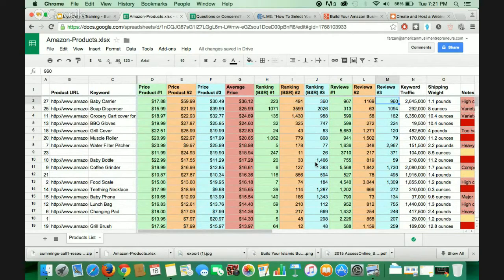Start looking at the level of competition in the market, how many other sellers there are, how well they're performing, how good their listings are, how good their images are, and whatnot. How tough will it be for you to compete with them? That's all very important. So that's how we went about that.